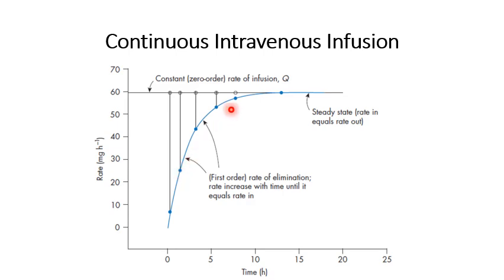This will allow accumulation of drug until we reach a point at which the amount of drug that is infused is equal to the amount eliminated, and in this case we reach a constant plasma concentration. We call it a steady state plasma concentration, at which rate in equals rate out.